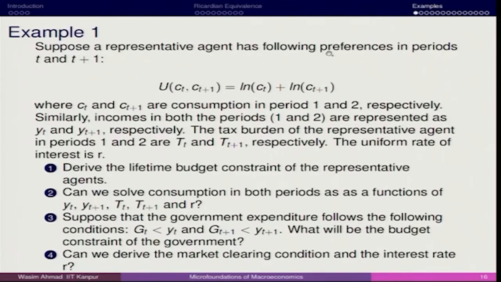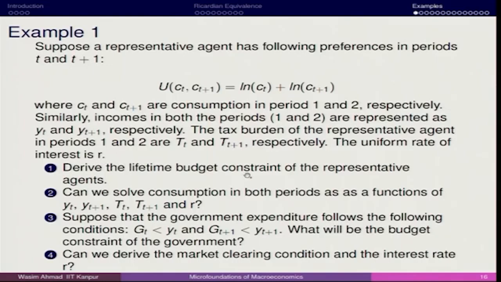Suppose a representative agent has the following preferences in periods t and t plus 1. So, here you have u(c_t, c_t+1), and here we have log c_t, c_t+1, where c_t and c_t+1 are consumption in periods 1 and 2 respectively. Similarly, incomes in periods 1 and 2 are represented by y_t and y_t+1. Now, the tax burden of the representative agent in periods 1 and 2 are T_t and T_t+1. We assume a uniform rate of interest, which is r.